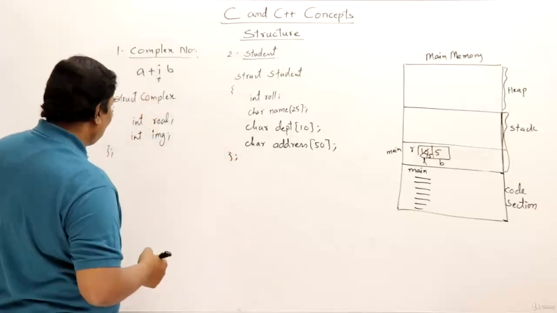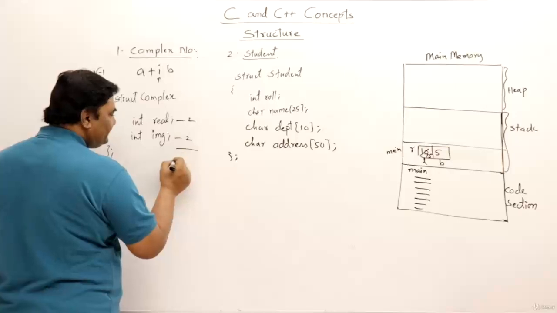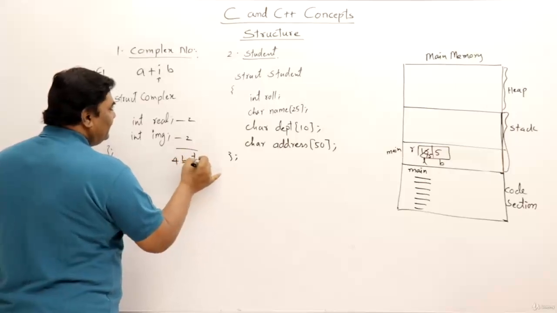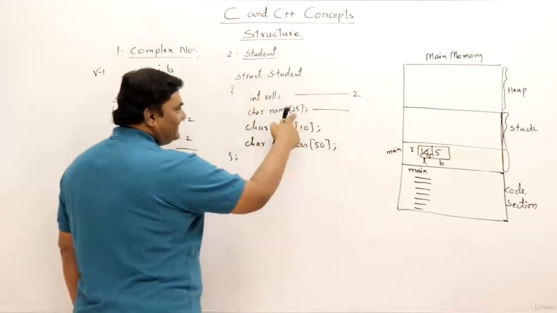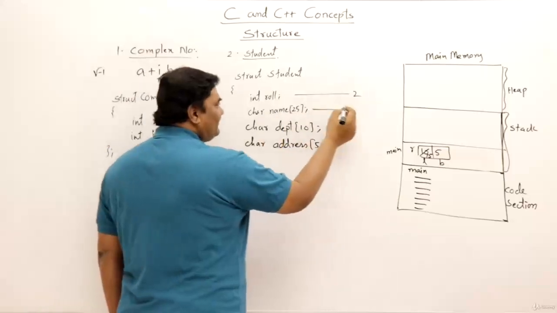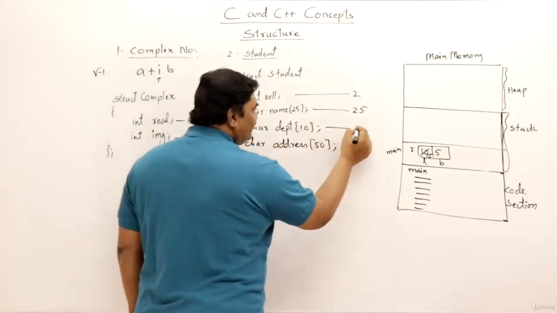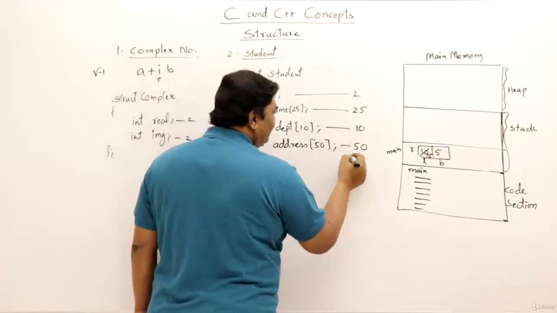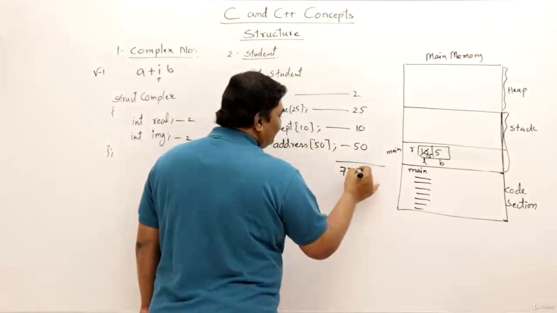Now, if I calculate the amount of memory it's taking, if I say this is 2 bytes and 2 bytes, this is taking a total of 4 bytes. And if I take this one, this integer is taking 2 bytes. This is character type, 25 characters take 25 bytes because a character takes just 1 byte, and this is 10 bytes, and this is 50 bytes. So this is 60, 75, 77. So this is taking 77 bytes.